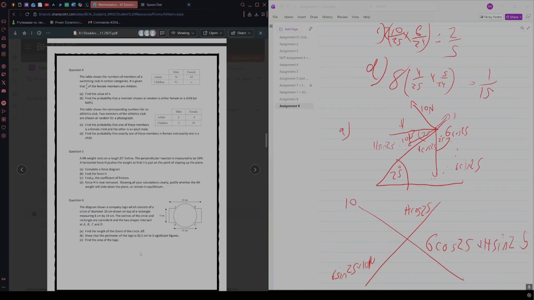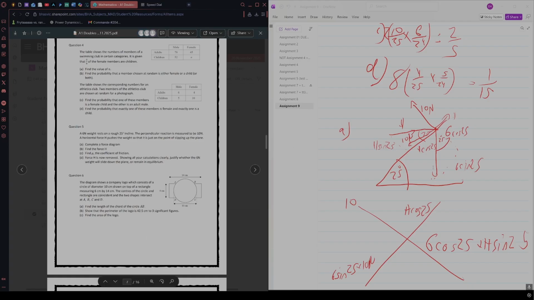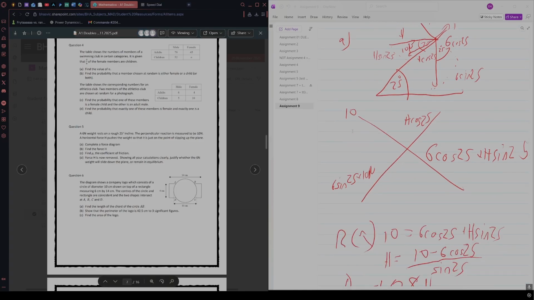Next question, you get another inclined plane question. It's the same thing, where you have the perpendicular force and the horizontal force. Instead of not giving you the normal force and telling you the horizontal force like question 1, it gives you the normal force and tells you to find the horizontal force.